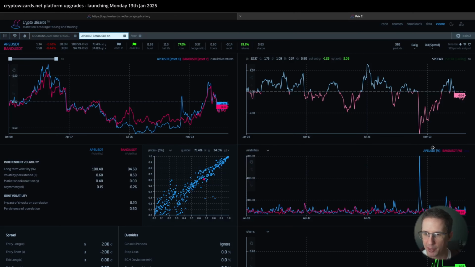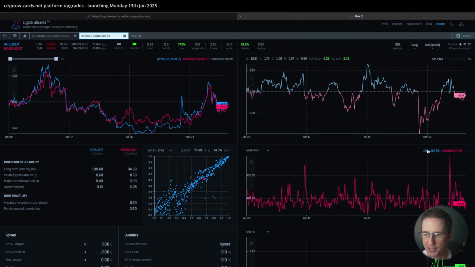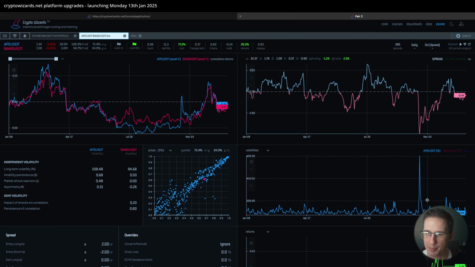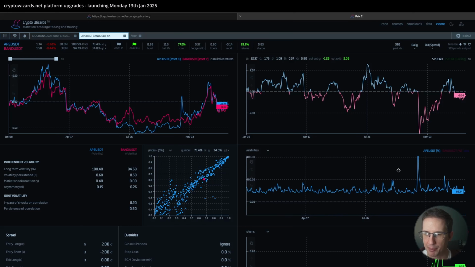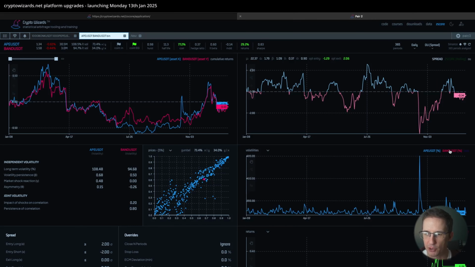So this is actually showing me, let me get rid of APE. You can see this massive spike up here for APE. Let me get rid of that volatility there. You can see the volatility here over time for BAND. If I just look at APE, here's APE over time. Again, we have this massive spike up there as well, which sort of skews the data.